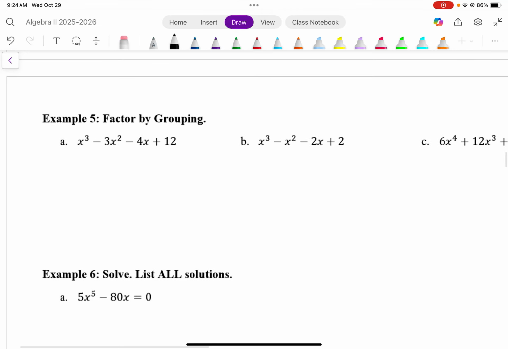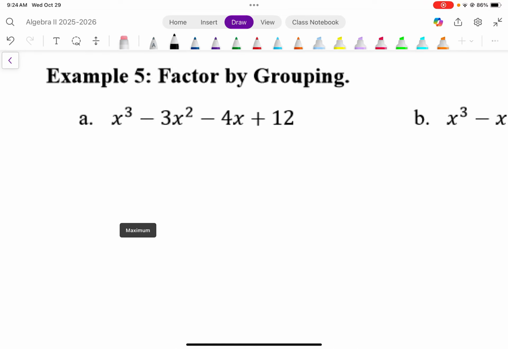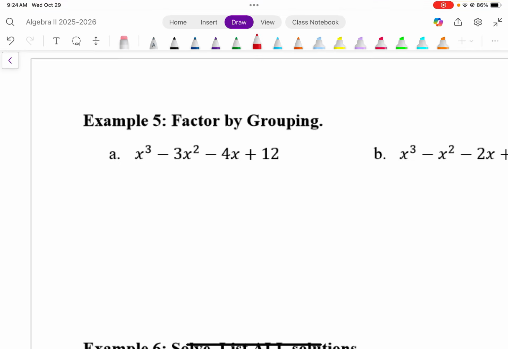The next part of 5.2 is factoring by grouping. Now, luckily, because we used the AC split method earlier in our previous factoring units, that is very similar to grouping. So when we are grouping, we're going to group together the first two terms and the last two terms.